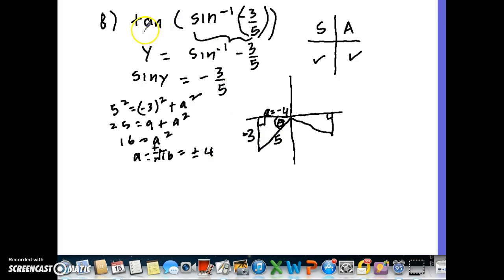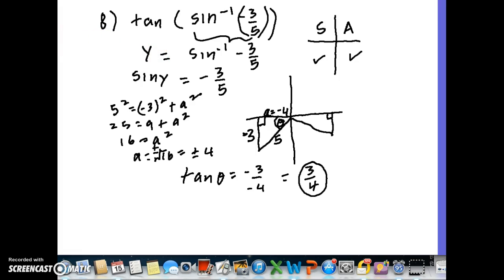So now let's finish this. The tan of the angle in question, tan of this angle, is going to be equal to opposite over adjacent, that's going to be a negative 3 over a negative 4. Now negative divided by a negative will give us a positive answer. And I trust you're positive about that. All right.